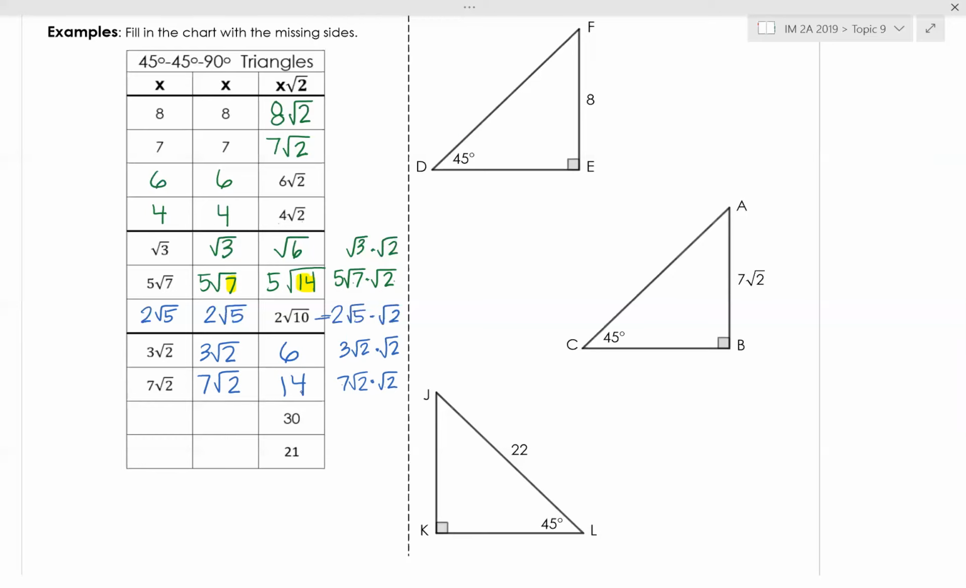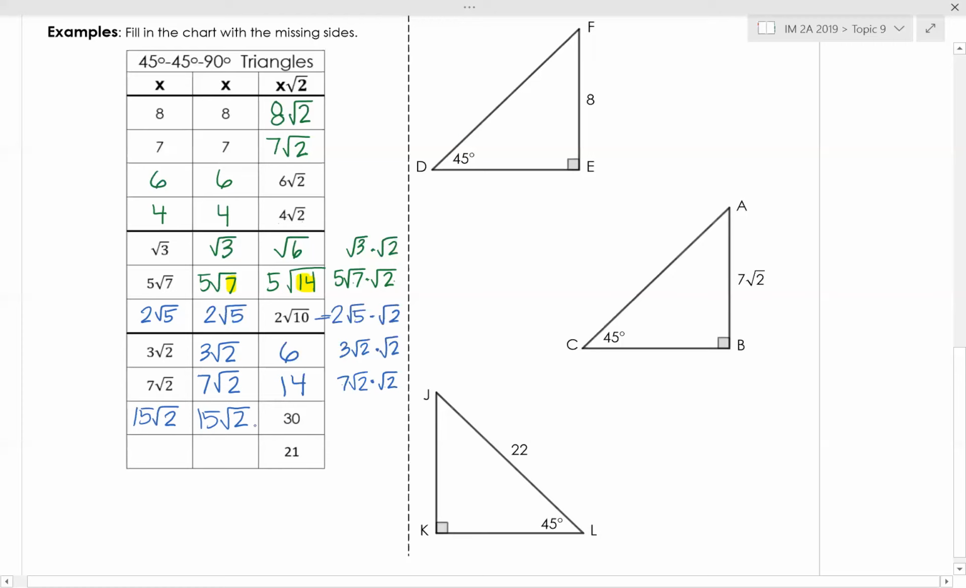So for the last one, I have 30. And so 30 is x times radical 2. So again, if I look at my pattern here, I have 7 radical 2, 7 radical 2, 14. 14 is double of 7. So if I were to divide 14 by 2, I get 7, and I just have to multiply it by that radical 2, and that's our pattern. So if I divide 30 by 2, that's 15. So this is going to be 15 times the square root of 2.